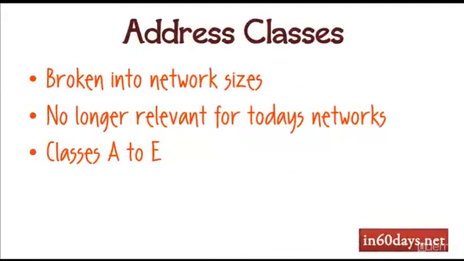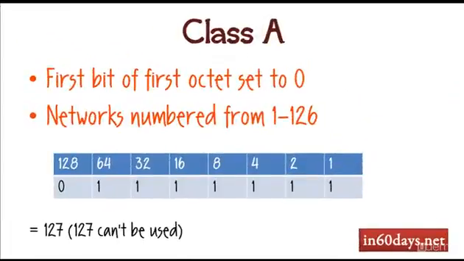Alright, so address classes. This is historical, so don't worry about it too much. It's handy when we're doing our subnetting, but classes of address aren't really relevant anymore. It used to be that a big organisation would get a big range of addresses, a class A, medium size a class B, and everyone else would get a class C. Class D is used for multicast traffic, and class E is experimental use only.